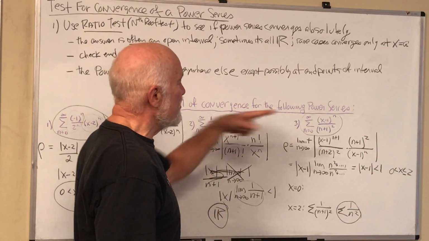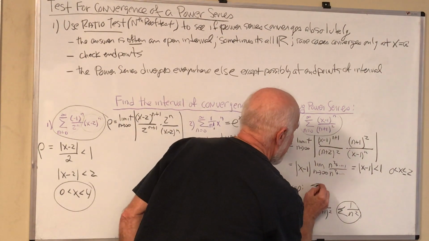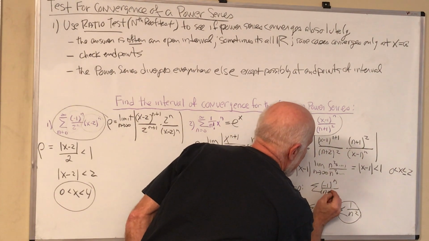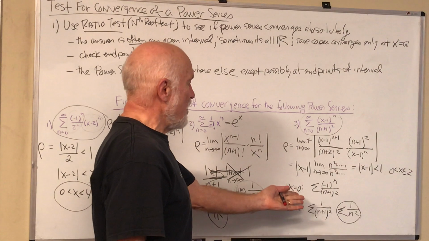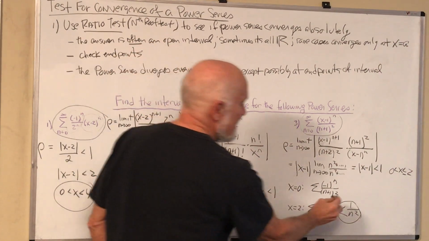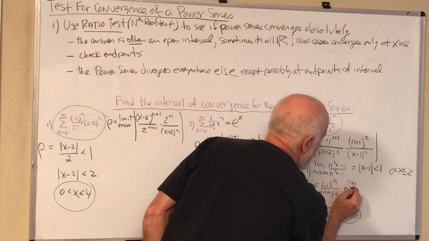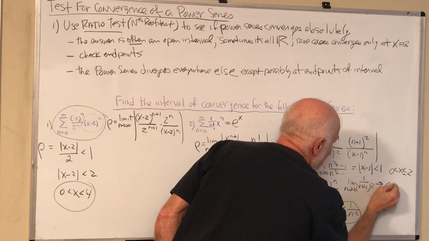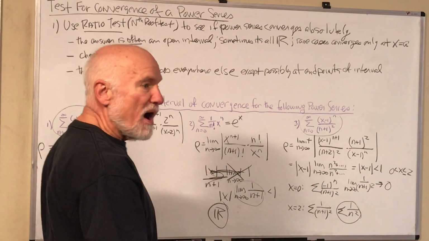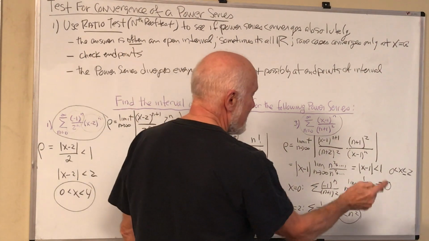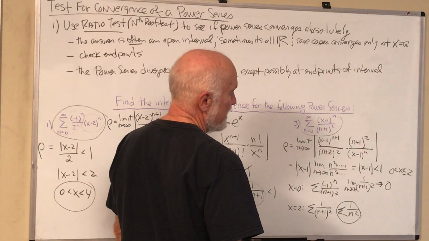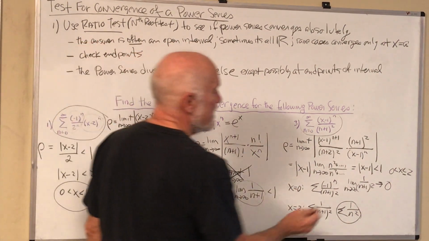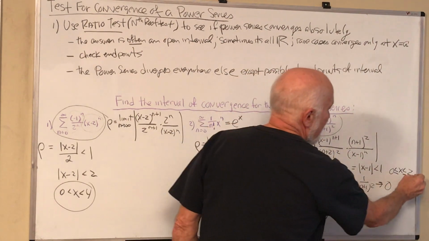Now, what happens if I put in 0? If I put in 0, I get negative 1 to the n over (n plus 1) squared. This one is an alternating series. And I can see the limit as n approaches infinity of 1 over (n plus 1) squared does go to 0. And the terms keep getting smaller. So by the alternating series test, that one also converges. So at 0 and 2, the two endpoints, we've now done step 2, and we know it diverges everywhere else.